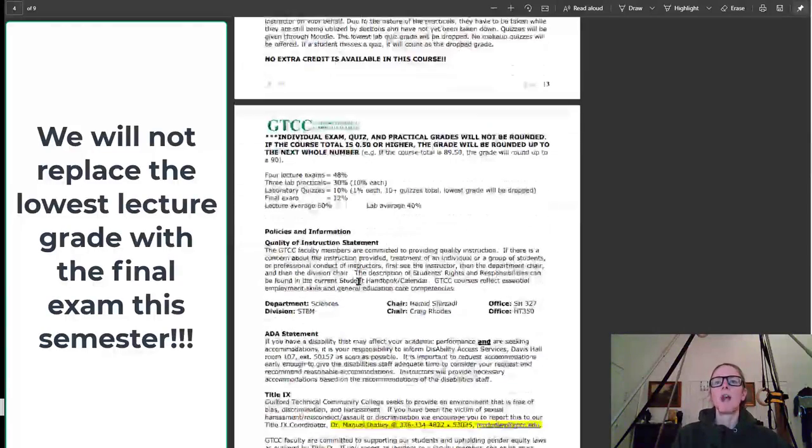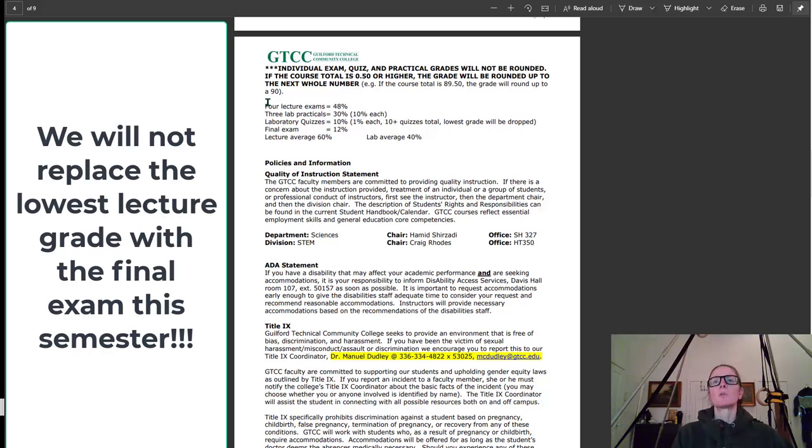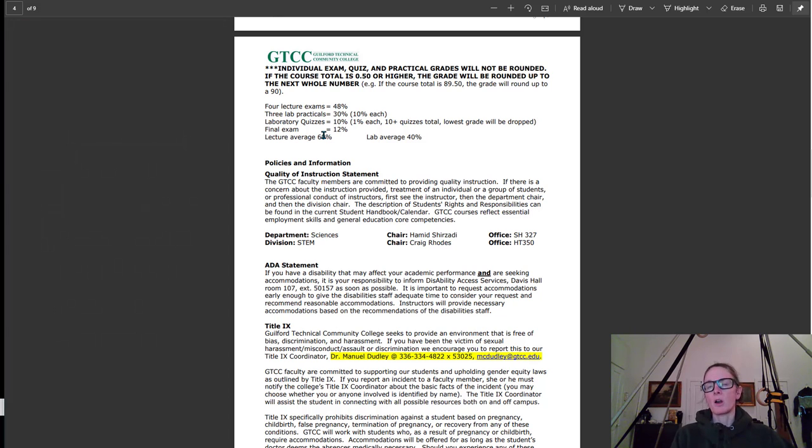Now let's look at the breakdown of the grade. So we're going to have 4 lecture exams at the end of each unit, and they are worth 12 points each. Since we have 4 of them, a total of 48% of your grade will be determined by the 4 lecture exams. The final exam is worth 12%, so it's weighted the same as your lecture exams. And overall, the lecture average is going to be worth 60%. Now, for our lab activities, we're going to have 3 lab practicals.